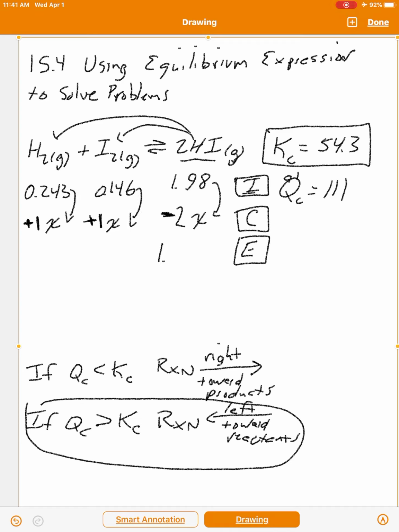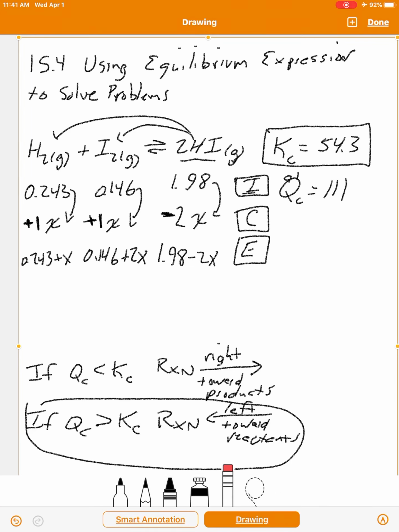So 1.98 minus 2x. 0.146 plus 2x. 0.243 plus x. Oops, sorry, I put 2x here. There's only 1x. That's a mistake. Sorry. Plus x, right? So 1x is the same as x. So here's our three terms.